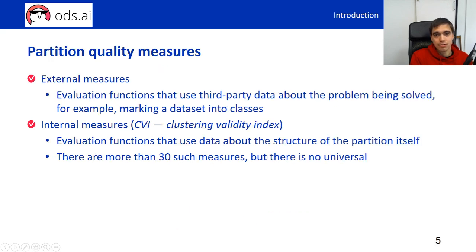An important aspect of the clustering problem is the measure of the quality of obtained partitions. There are two approaches nowadays to evaluate the resulting partitions. The first approach is external measures that use third-party data about the problem being solved. For example, it can be an already known partition or some benchmarks or some other things. And the second one is internal measures. These are measures that use only the data about the structure of the partition itself. It does not rely on any external data.